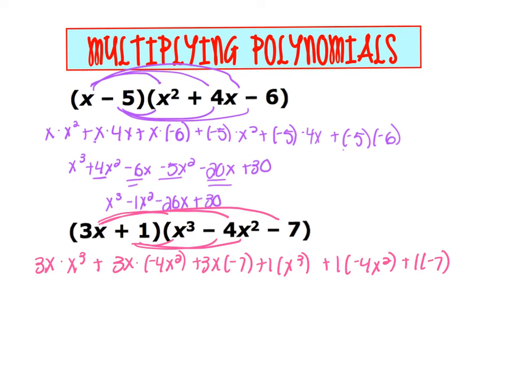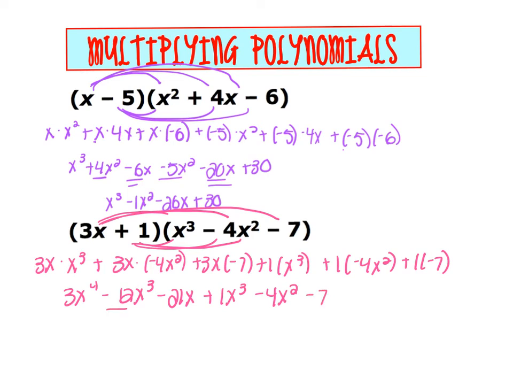Now I can multiply them. 3x times x to the third is 3x to the fourth. 3x times negative 4x squared is negative 12x to the third. 3x times negative 7 is negative 21x. 1 times x to the third is obviously 1x to the third. 1 times negative 4x squared is negative 4x squared. And then 1 times negative 7 is negative 7.